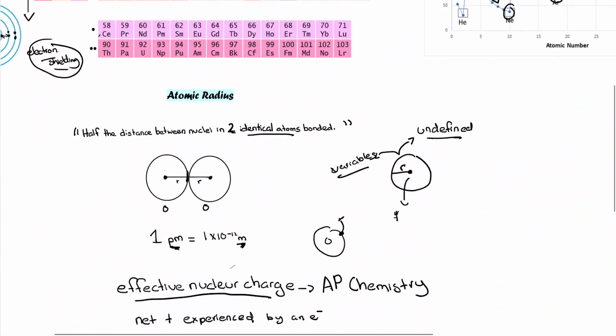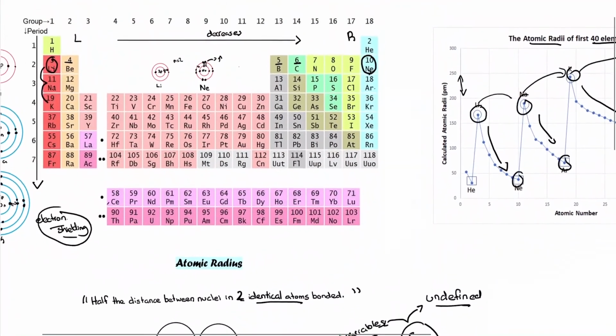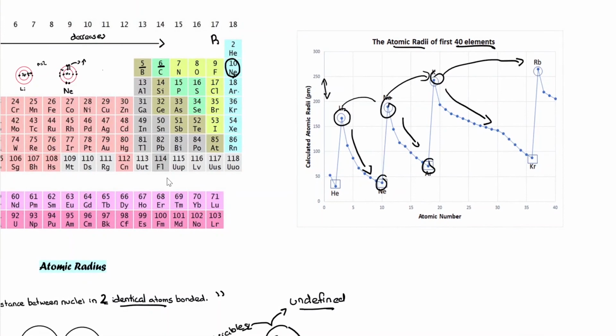All right, so in this video, we looked at atomic radius, what it is, how we use it, we looked at effective nuclear charge and how we can explain atomic radius using that. And we looked at periodic trends, and we analyzed a graph.